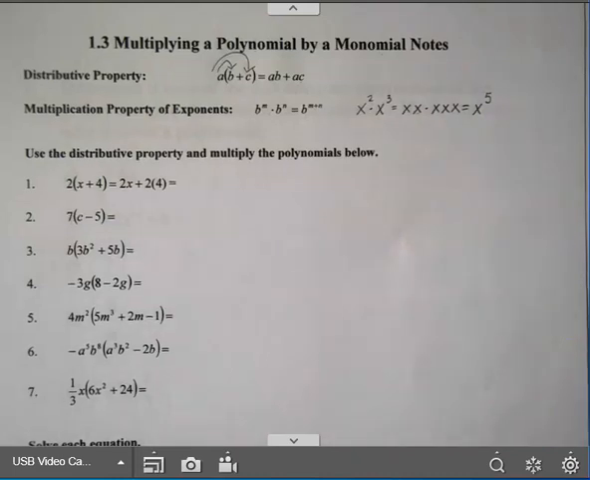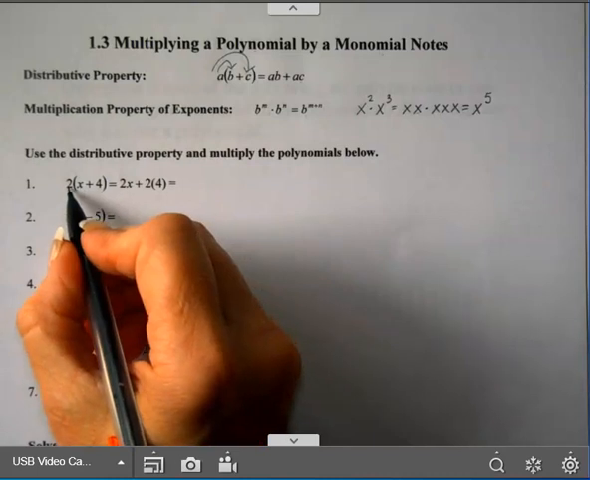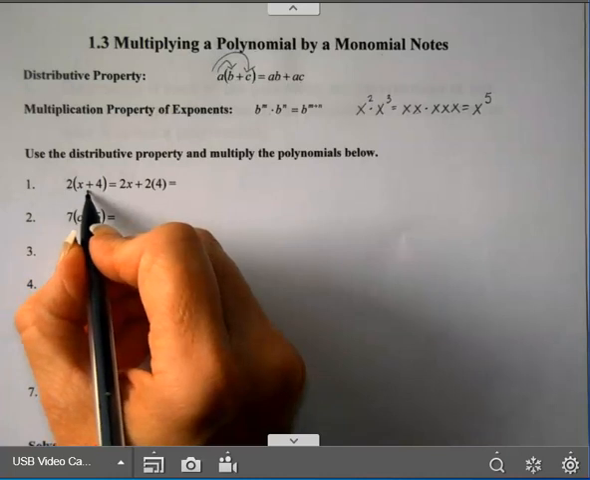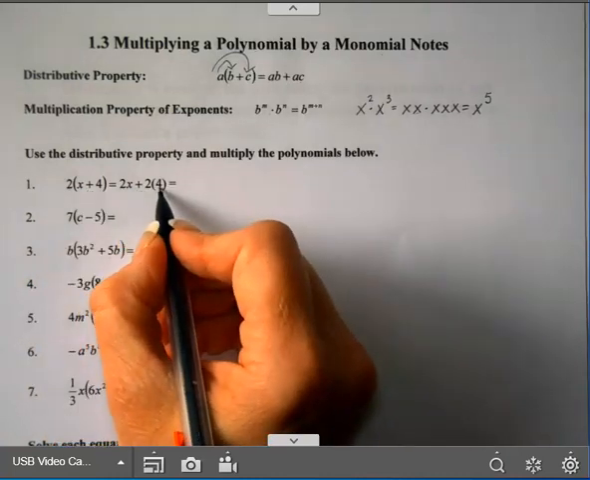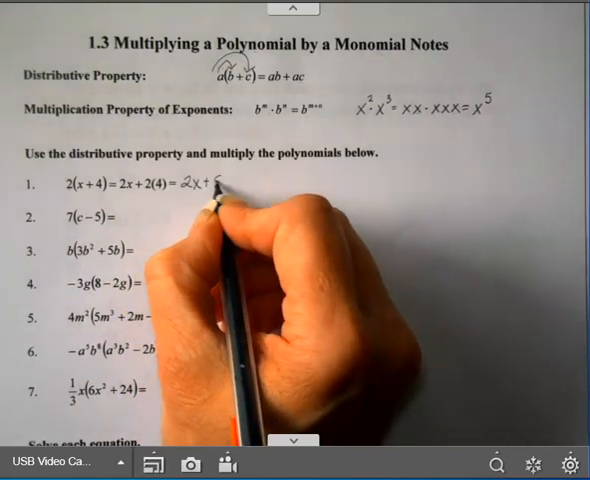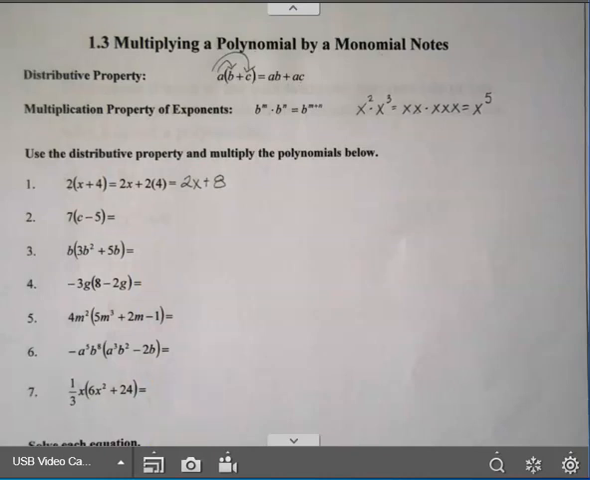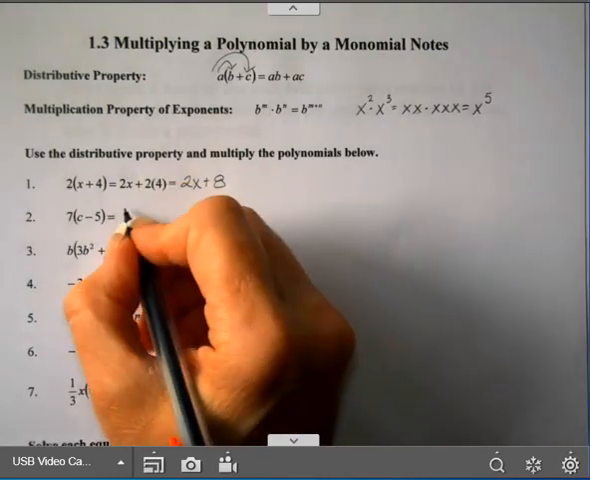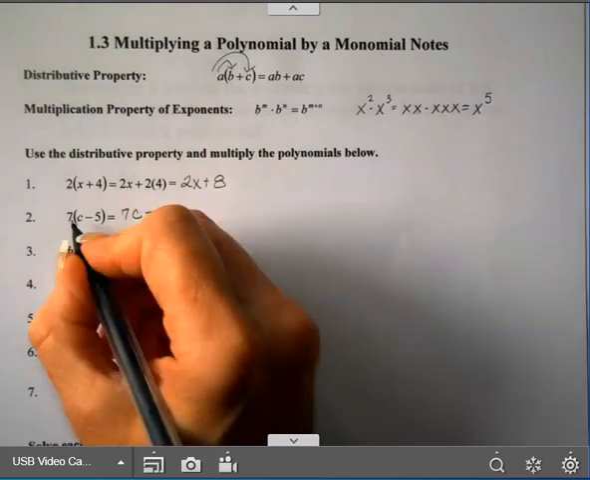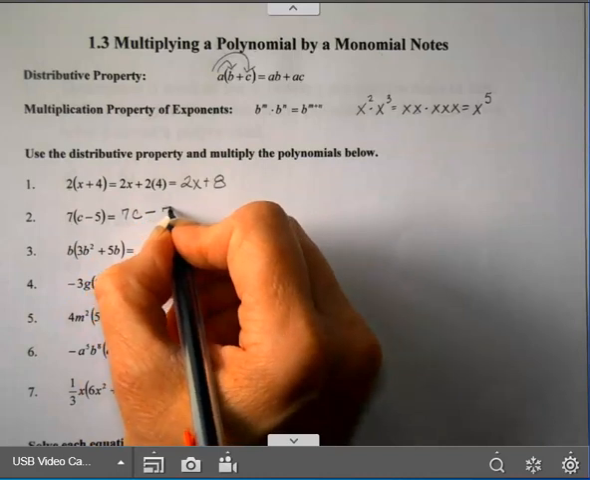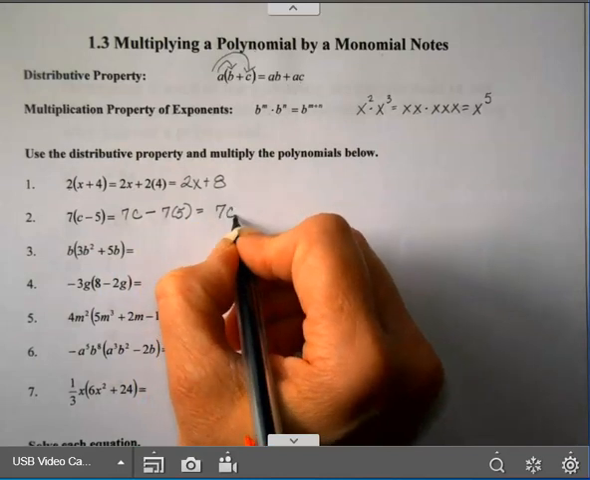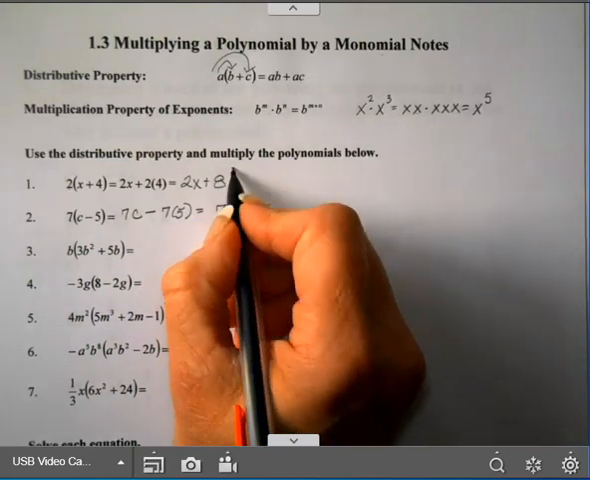For example 1, I would multiply everything in the parentheses by this 2. So 2 times the x, then plus 2 times the 4. You might be able to just skip that middle step in between them after you work a few of these. So that gives you 2x plus 8. On the next example, I'll have 7 times the c, then minus 7 times the 5, and that will give me 7c minus 35 for my final answer.